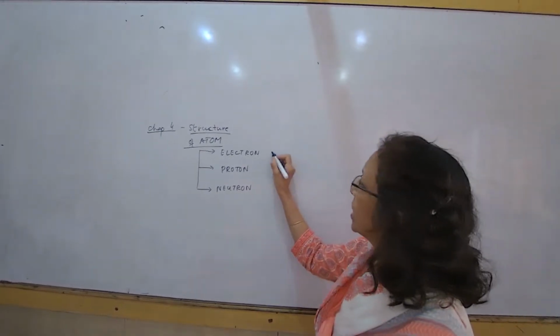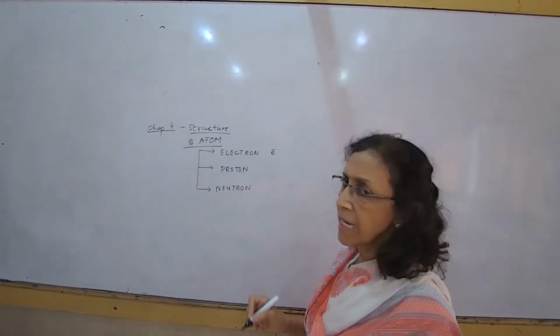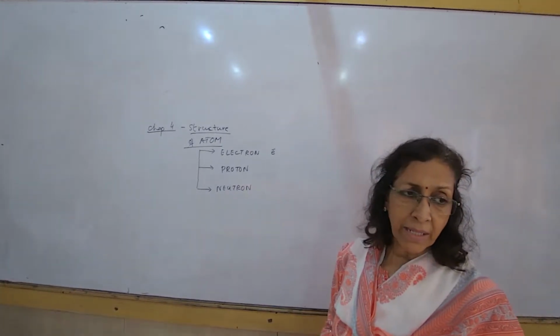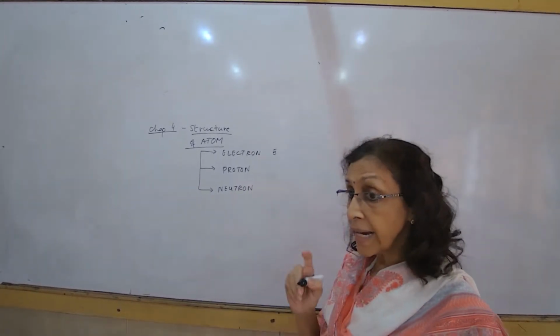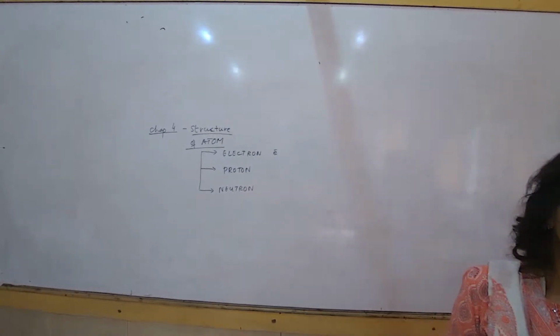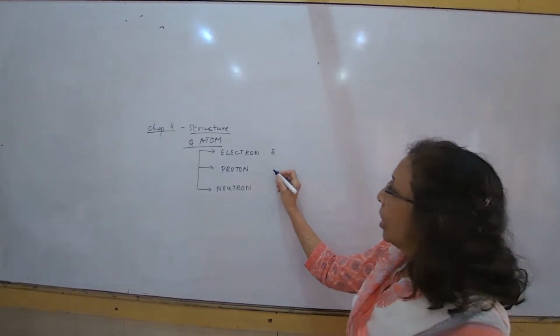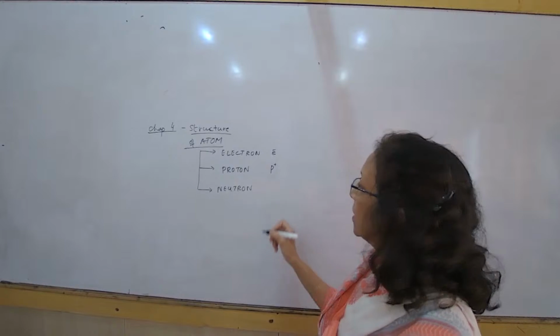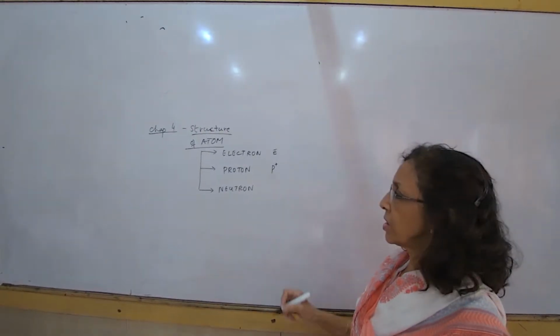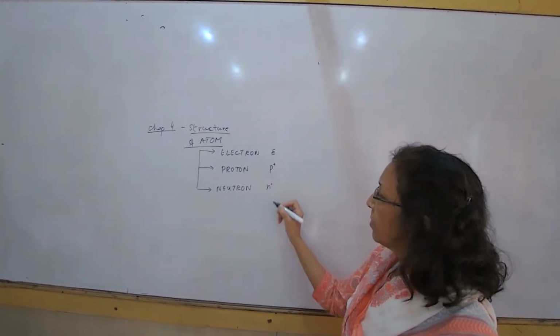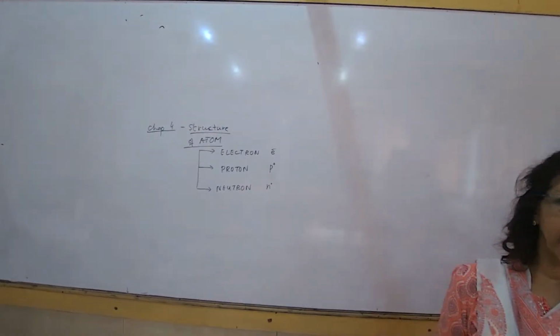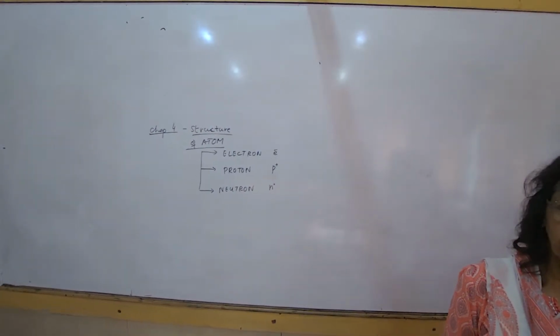An electron is usually given by this symbol, e minus, which shows that an electron is negatively charged. A proton is given as p plus, which shows that it is positively charged. And a neutron is usually given by n zero, to show that it has no charge.